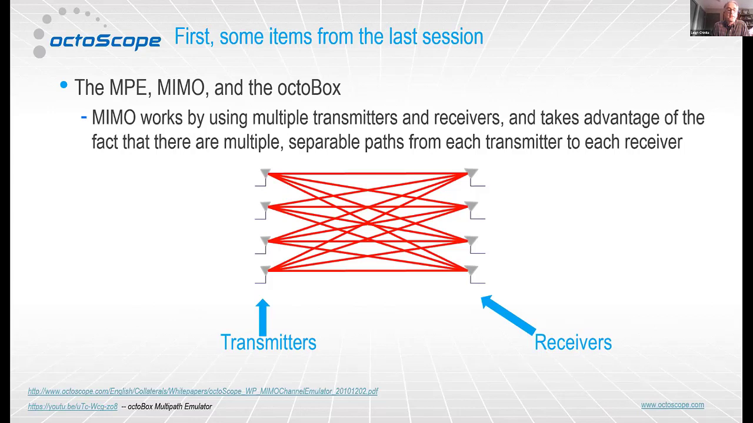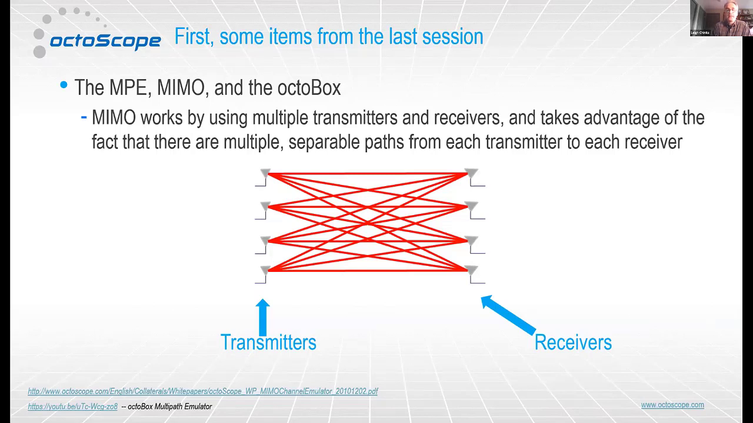When that session was going on, we got a question about the Multipath Emulator and how it's related to our ability to do MIMO testing in general in the Octobox. We wanted to expand on that a little bit here. It's a logical question to ask whether or not the Multipath Emulator is needed in order to do MIMO, since in most people's minds, MIMO is really enabled by having multipath in the environment. The answer to the question, though, is no. The Multipath Emulator is not required, and this kind of explains why.